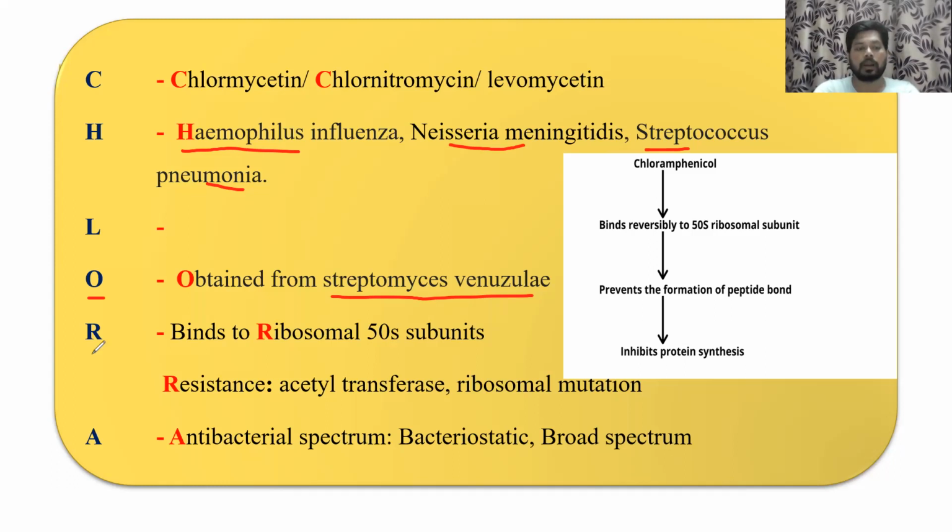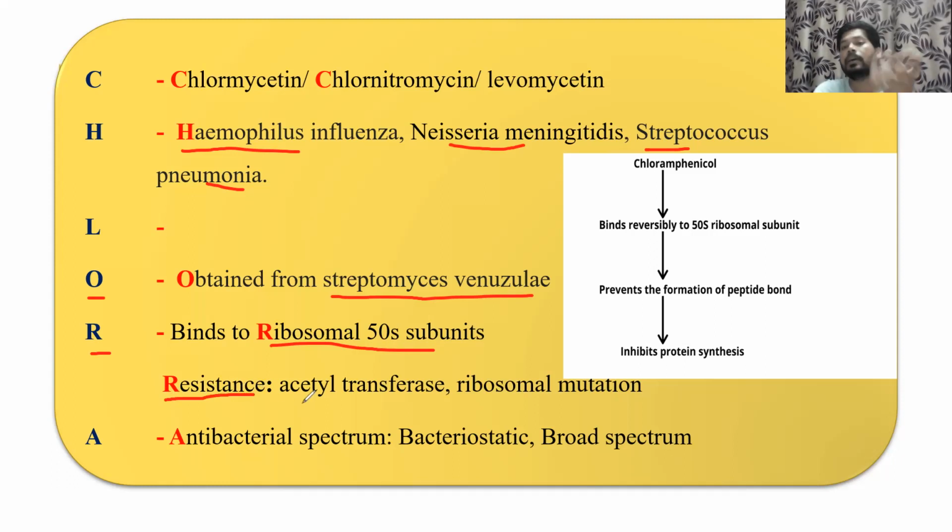And the next letter is R. In the chloramphenicol, the next alphabet is R. I hope you know in protein synthesis inhibitors, drugs like chloramphenicol, macrolides, streptogramins bind to the 50S subunit of ribosomes and inhibit protein synthesis. Aminoglycosides and tetracyclines bind to the 30S ribosome. And here, based on the letter R, resistance.